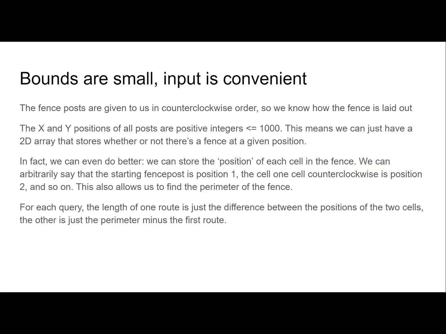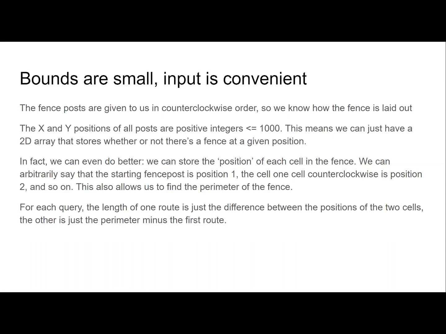Let's arbitrarily say that the first fence post they give us in the input is at position 1, and then the cell that's counterclockwise from that, so the one that's 1 left or 1 down, depending on where the next post is, is position 2, and so on. The one after that is cell 3, and all the way until the nth cell, which is directly to the right of or above the starting cell. So we can label every single position on our 2D array with which position in the fence it is, or whether it's not in the fence at all. It also allows us to find the perimeter of the fence, because the last quote unquote position is just how long the fence is.